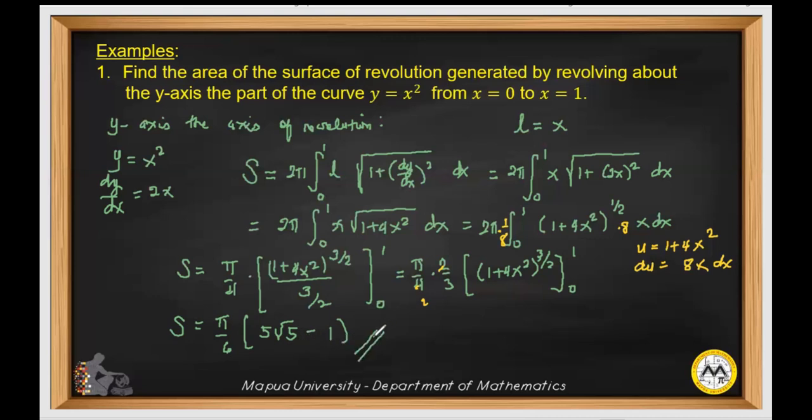So this gives us the area for the part of the parabola y is equal to x squared from x is equal to 0 to x is equal to 1. So the area of surface of revolution is pi over 6 times the quantity 5 square root of 5 minus 1. Okay, so that's it. Let us now consider the second example.